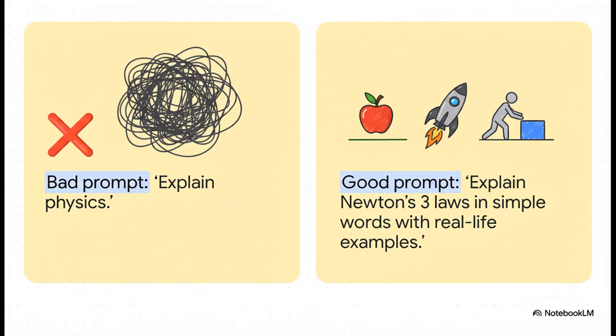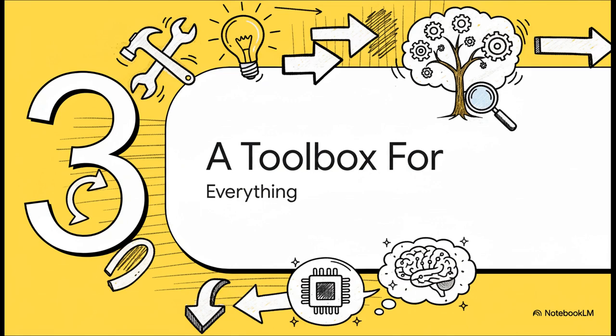Just take a look at these two prompts. Asking it to explain physics is, well, where would it even start? It's like asking a librarian to just find you a book. But look at the good prompt. You specify the topic, Newton's laws, you set the tone in simple words, and you ask for a format with real-life examples. See? You're giving it a perfect target to aim for. Once you really get that basic idea down, you suddenly unlock this amazing toolbox that you can use for pretty much every part of your life.